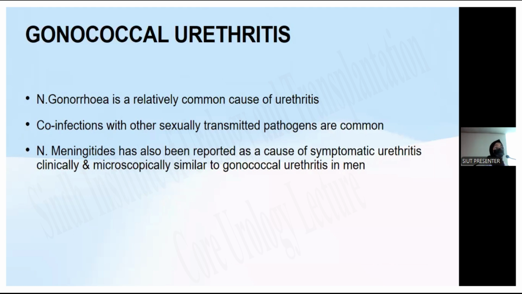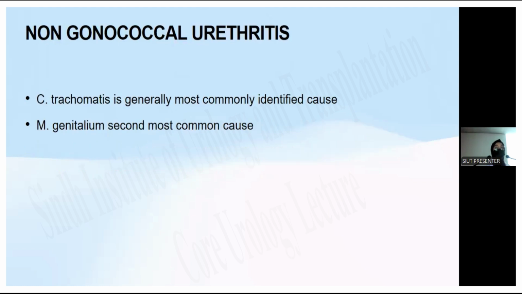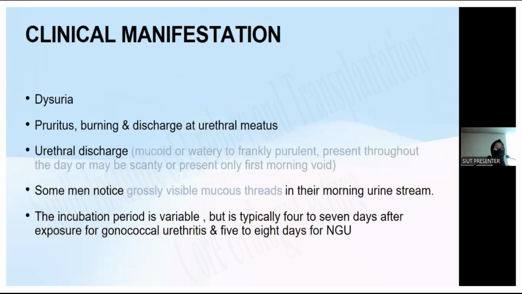In gonococcal urethritis, Neisseria gonorrhea is the relatively common cause, and other sexually transmitted pathogens are also found. Even Neisseria meningitidis has been reported as a cause of symptomatic urethritis in men. Non-gonococcal urethritis is most commonly caused by Chlamydia trachomatis.